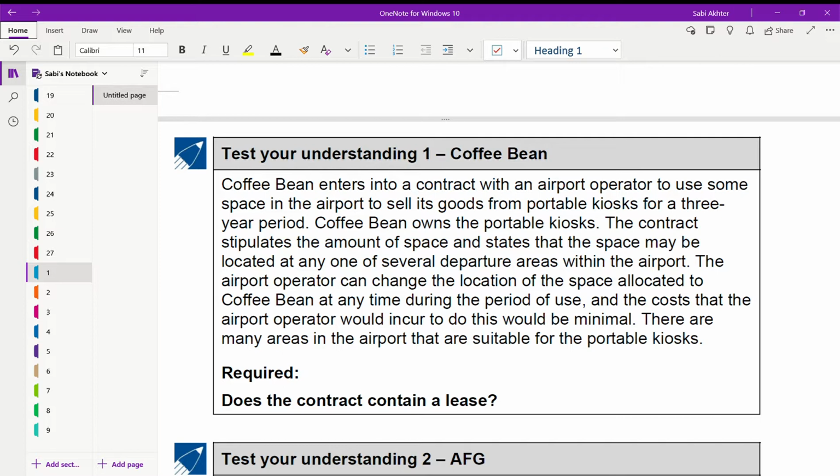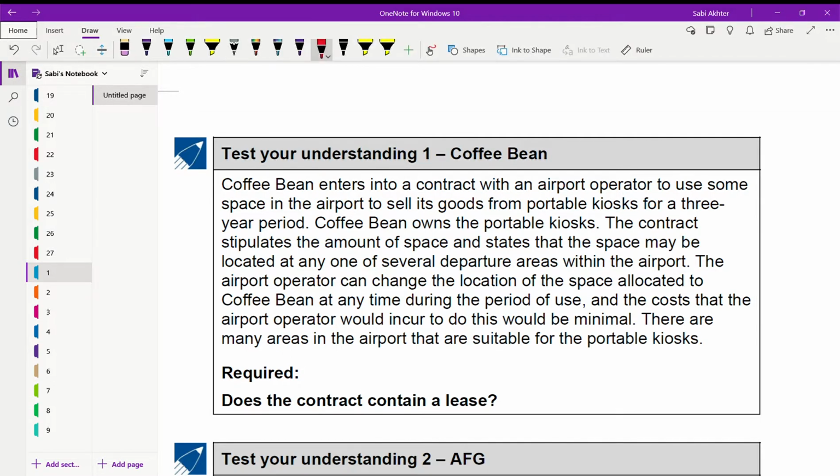So, Coffee Bean enters into a contract with an airport operator to use some space in the airport to sell his goods from portable kiosks for a 3-year period. Coffee Bean owns the portable kiosk.